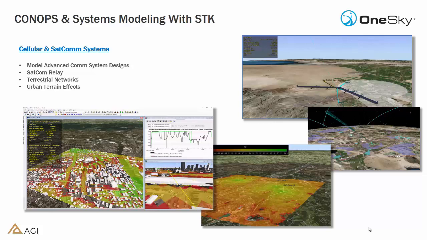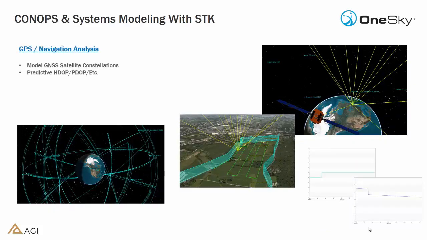Understanding urban terrain effects, bringing in building shapefile information and using that for signal propagation and refraction. These are all really advanced capabilities that exist that you can take advantage of to gain a deeper understanding of some of those more advanced systems. And we've mentioned GPS and navigation previously.